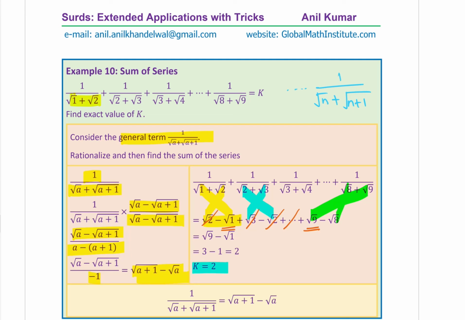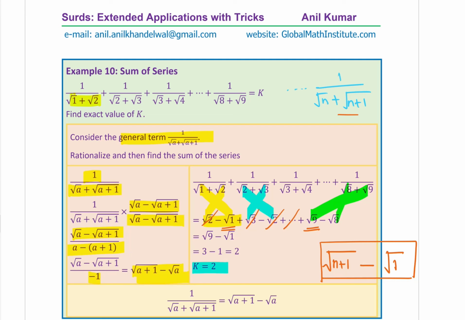You get the idea, right? So in general, if you have that kind of series up to n, the answer will be square root of n plus 1, which is the last term, minus square root of 1, right? So that is going to be the general solution for such a series. Once you know the solution, you can easily write it in any multiple choice test paper.